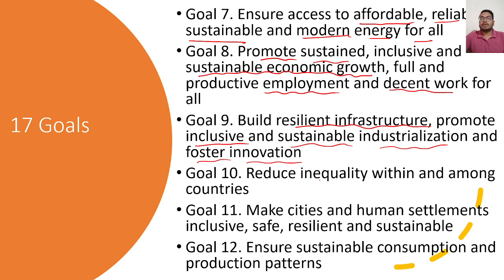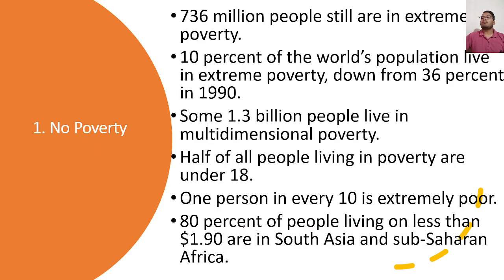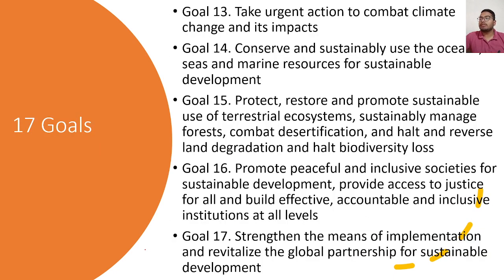The 10th one is to reduce inequality within and among countries. The 11th goal is to make cities and human settlements inclusive, safe, resilient, and sustainable. The 12th goal is to ensure sustainable consumption and production patterns. So these were all the 17 goals. We just had a brief about each of the 17 goals.